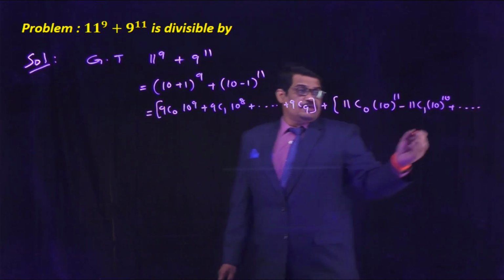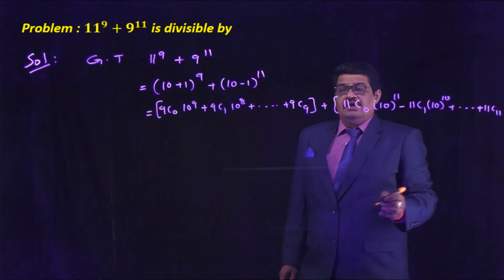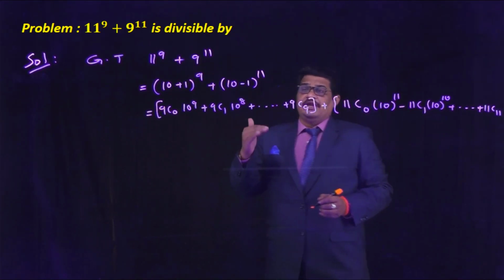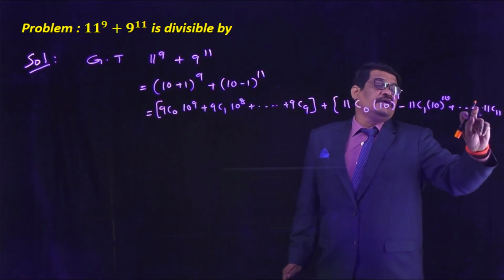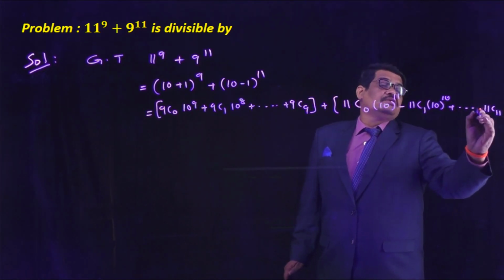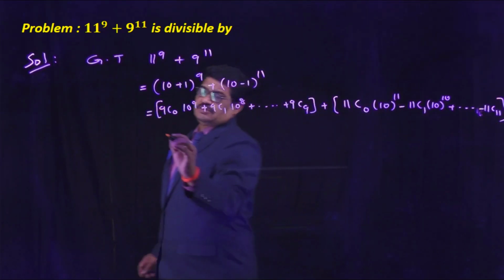The last term is 11c11 10 to the power of 0 into minus 1 power 11. We are getting here minus. Okay, that is minus. Okay, now we are simplifying this.